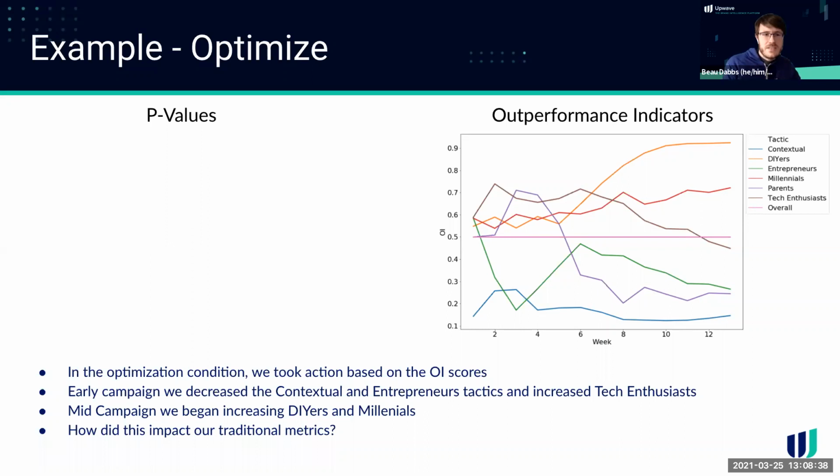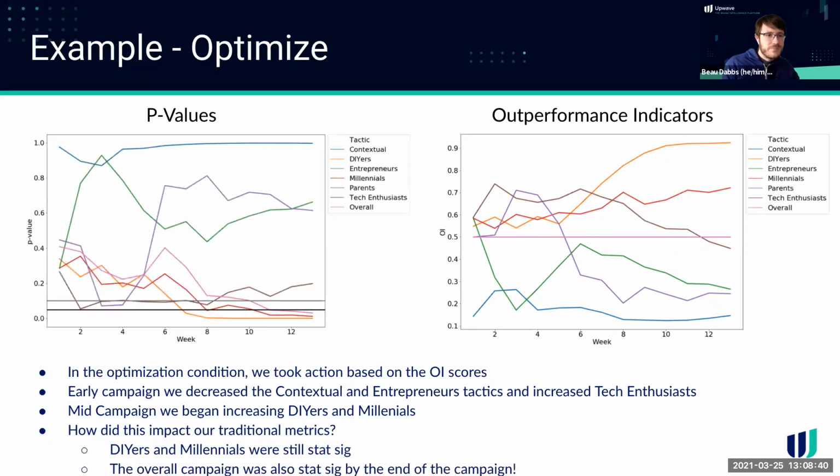So how did this impact our traditional metrics? The performance of the tactics themselves hasn't really changed much in the optimization condition. The DIYers and millennials tactics are still stat-sig at the 95% level by the end of the campaign. And this makes sense because we weren't really trying to make the tactics themselves more effective. We were just trying to shift spend from tactics that were underperforming to the tactics that were overperforming.